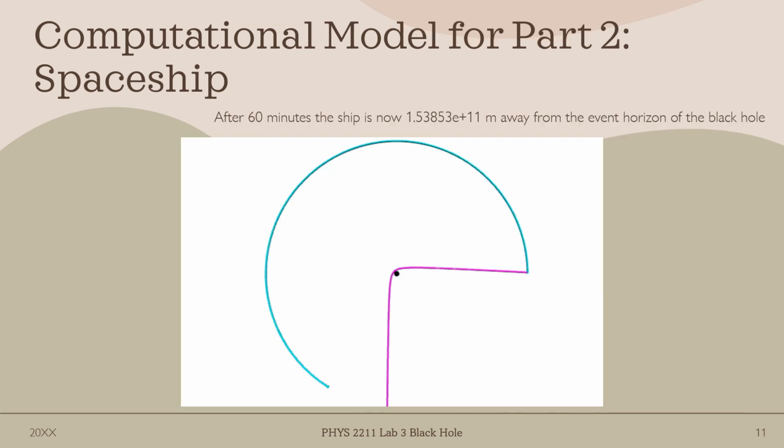Through trial and error, we are able to determine the initial velocity that the spaceship, which is the line in magenta, needs so that it doesn't hit the star, whose orbit can be seen by the blue line, and so it doesn't get sucked in by the black hole.